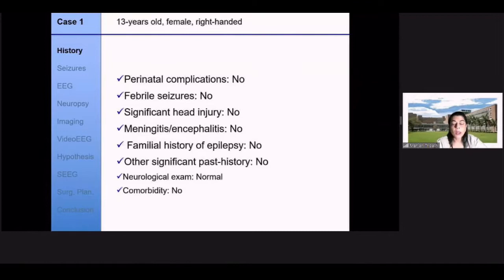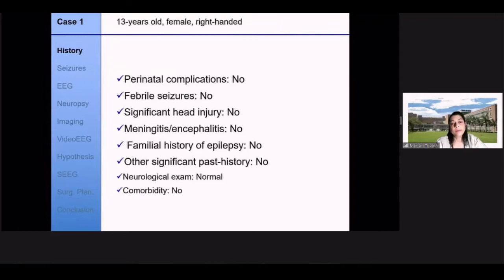Maternal sleep started getting disrupted. It was very difficult for her to remember things. And she dropped out of school, or rather the parents chose not to send her to school because there was a complete disruption of their own sleep-wake cycle as well as the child's. Apart from that, on examination, she had no focal deficits, no neurocutaneous markers, and no comorbidity.